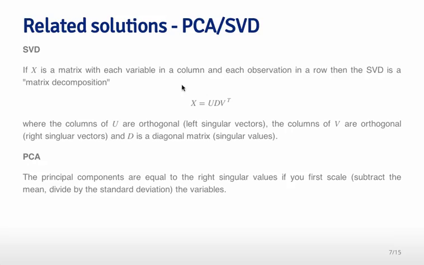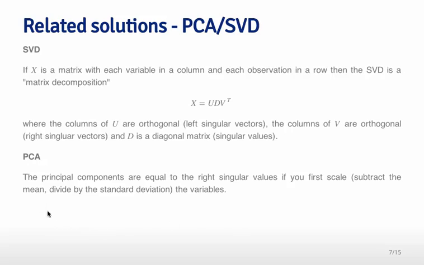If X is a matrix with a variable in each column and an observation in each row, like a data frame you usually have in R, then the singular value decomposition is a matrix decomposition. It takes that data frame X and breaks it up into three matrices: a U matrix, a D matrix, and a V matrix. The columns of U are called the left singular vectors, the columns of V are called the right singular vectors, and D is a diagonal matrix. Those are called the singular values. You will have learned about this in Getting Data or Exploratory Data Analysis if you've taken those classes.